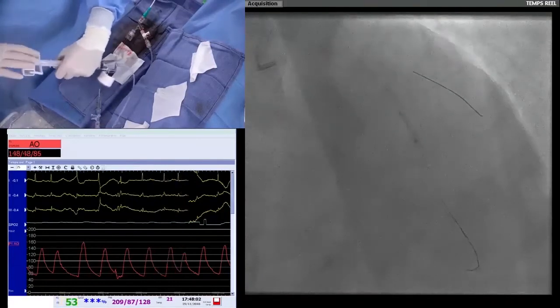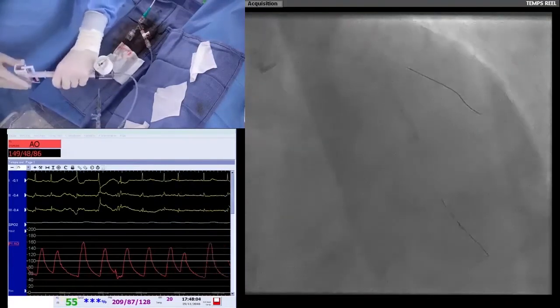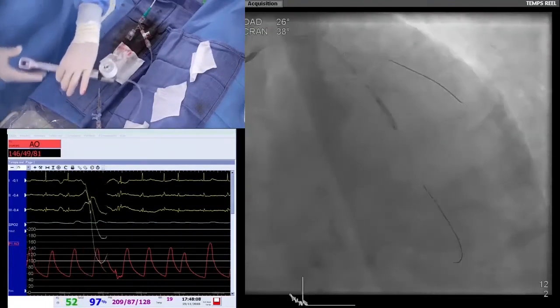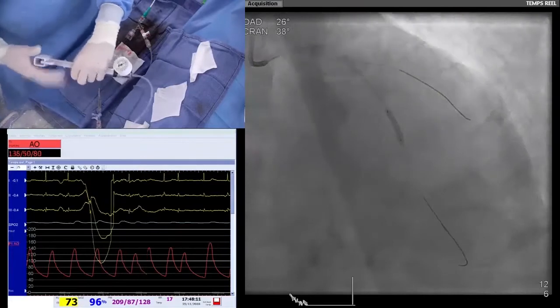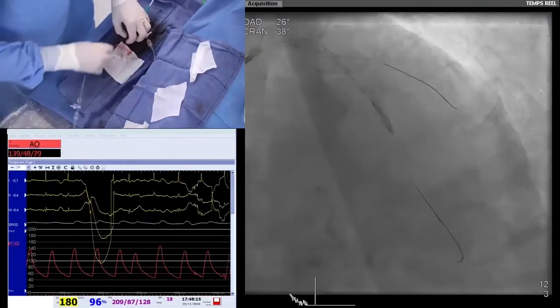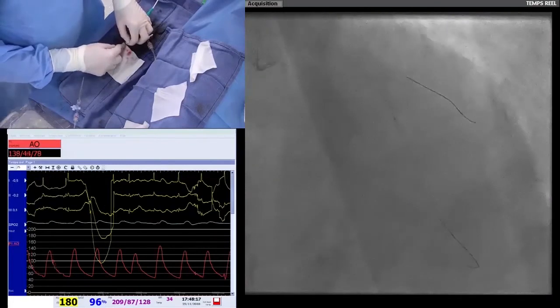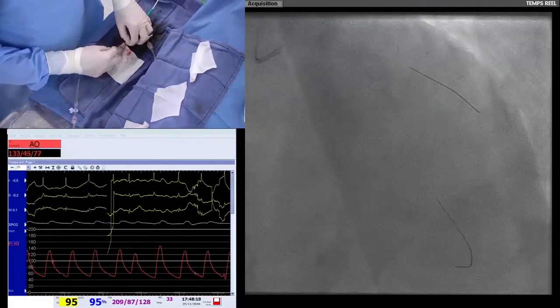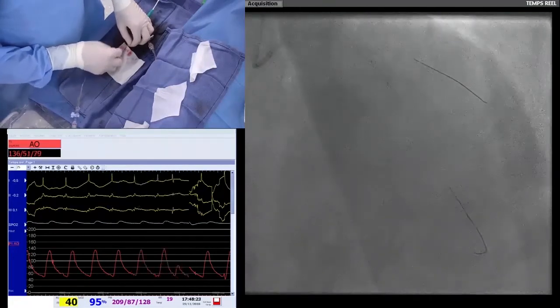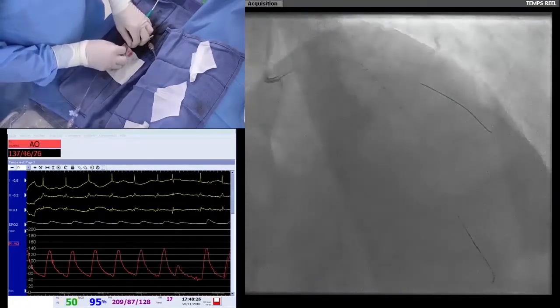It would be interesting to see now how this balloon opens up, and I would say at this point it's not bad. 12 atmospheres. This is not a high pressure for this non-compliant balloon, and this is okay. So now I will go more proximal. There is no dog bone effect in the balloon. I feel some friction in this part.